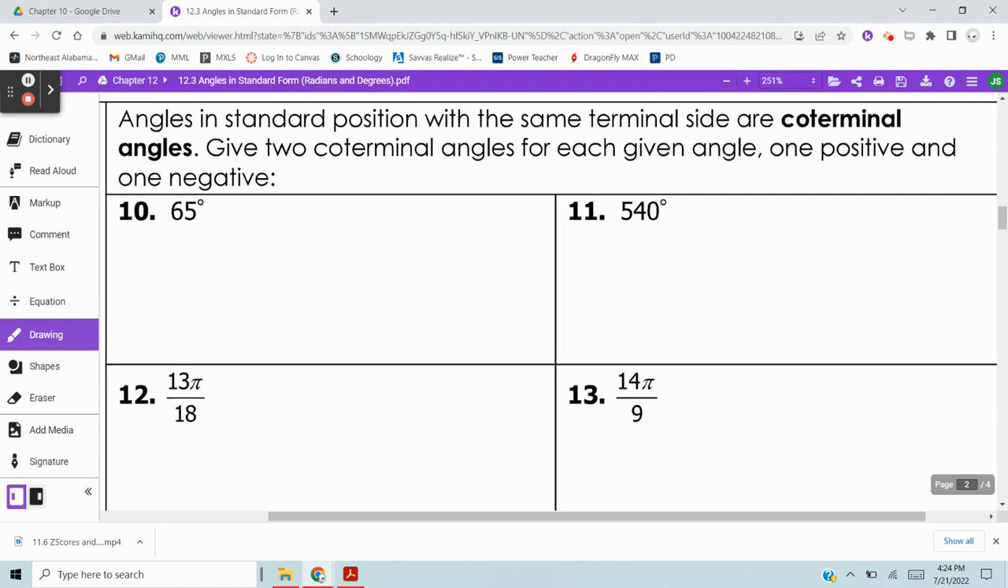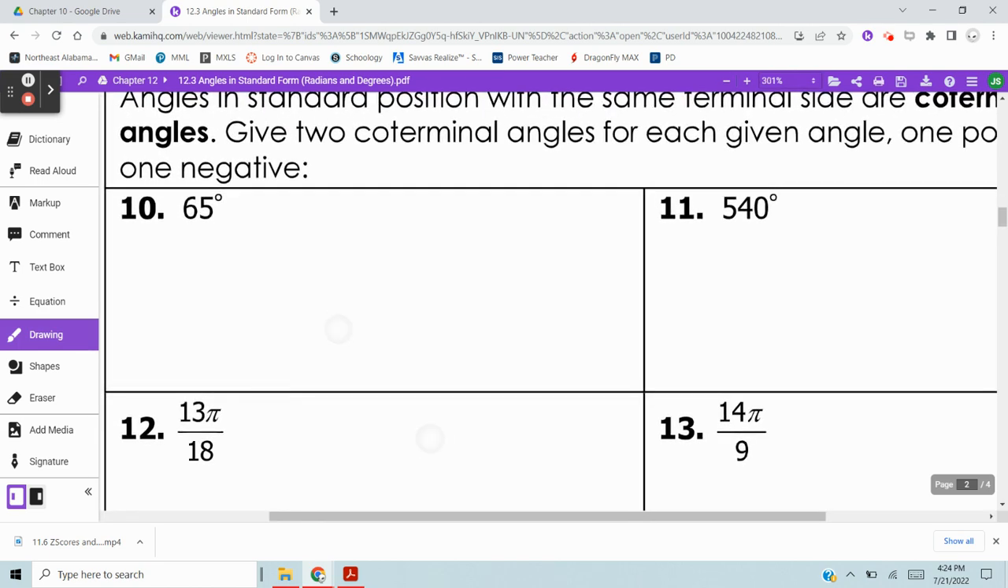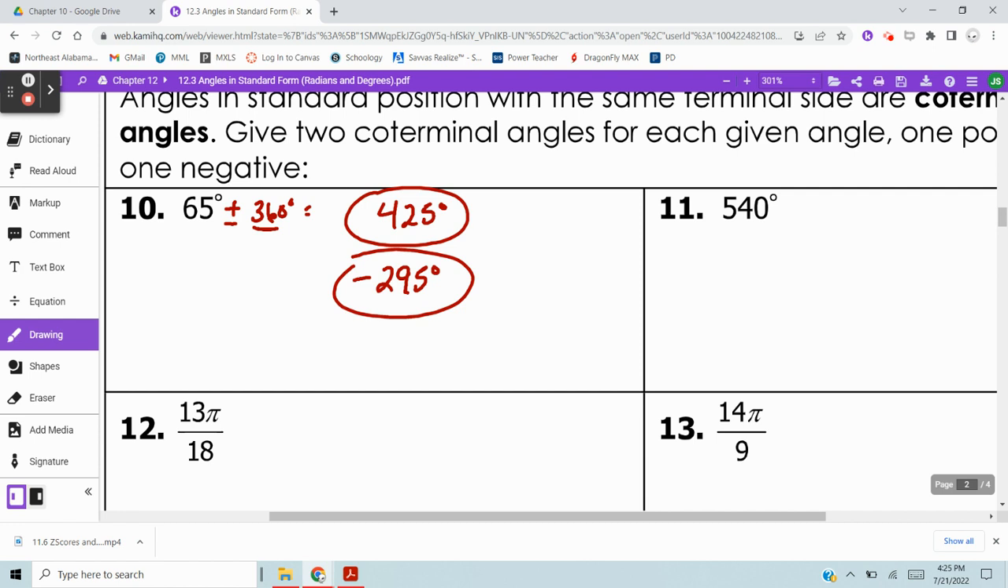Give two coterminal angles for each angle, one positive and one negative. So in order to find that, we simply have to add or subtract 360 degrees. And just a quick reminder, 360 degrees in radians, we're about to have to do this, is 2 pi. So if you take 65 and add 360, you get 425. That angle would be coterminal. You take 65 and subtract 360, you get negative 295.